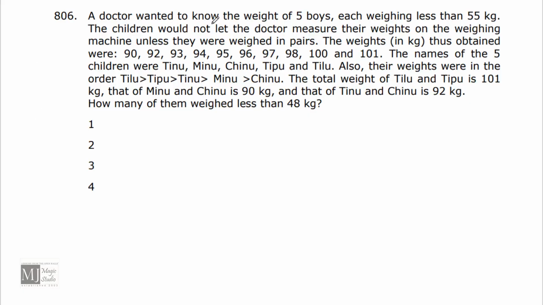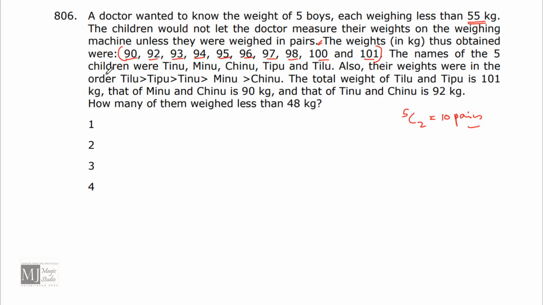A doctor wanted to know the weight of 5 boys, each weighing less than 55 kg. The children would not let the doctor measure their weights on the weighing machine unless they were weighed in pairs. The weights in kg thus obtained are these. When 5 boys are weighed in pairs, obviously we'll have 10 pairs. So these are the 10 pairs: 1, 2, 3, 4, 5, 6, 7, 8, 9, 10.